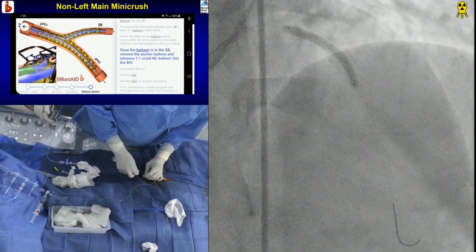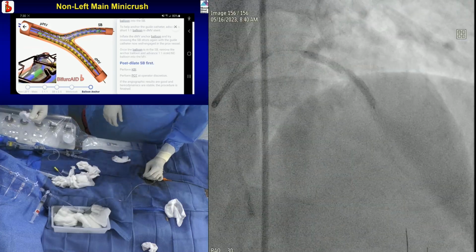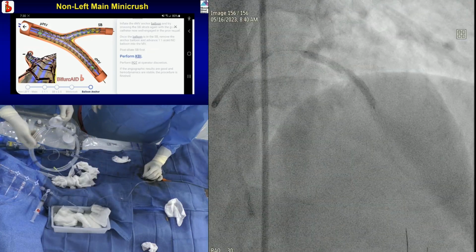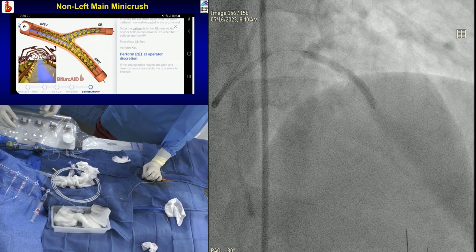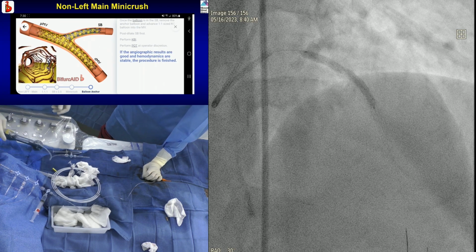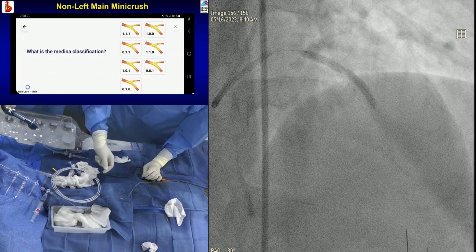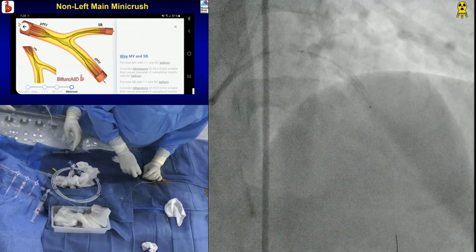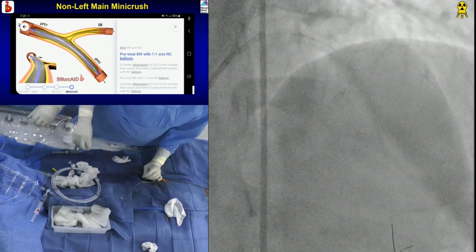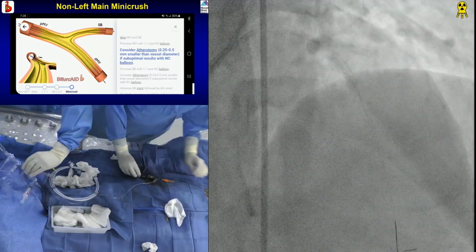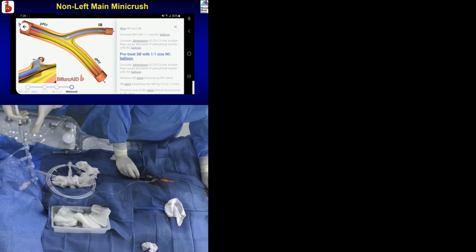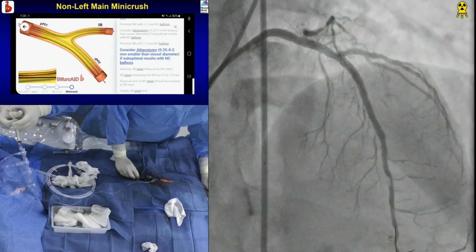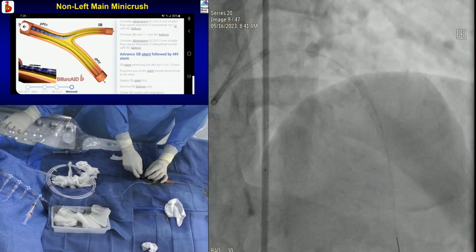Okay, now get me the Fielder and let's recross. Right here. And I think we will need a 2.0 because of the angle and the calcium. We will go with a 2.0 balloon. You want to bring the 2.0 pink compliant balloon? Yes. Very nice demonstration of the app. Okay, ready? Yeah. Nice.